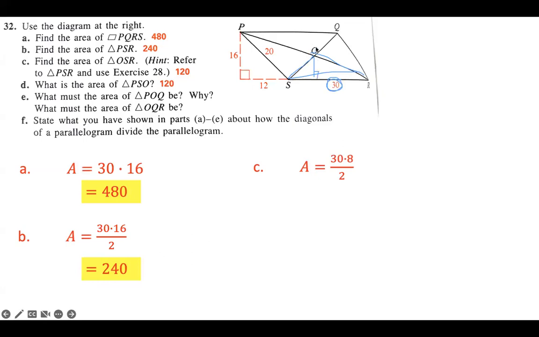Well, we know that O sits smack dab in the middle of the parallelogram. In other words, it's going to be half of the entire height. And if the height is 16, then half of that height for triangle OSR would be 8. So that would be 30 times 8 divided by 2, or 4 times 30, which is 120.